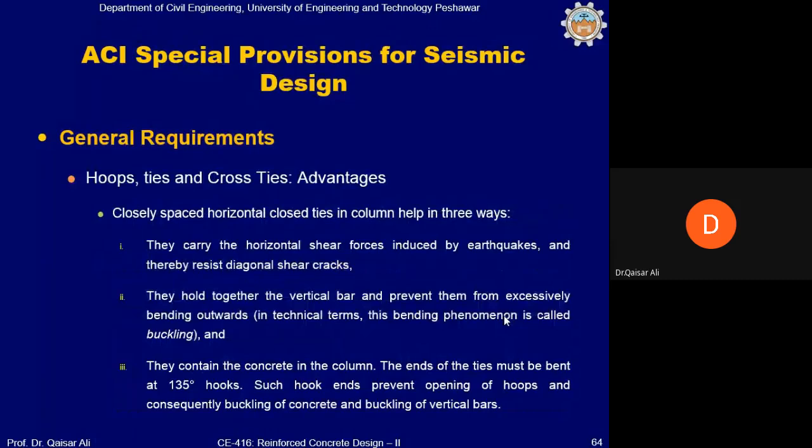The closely spaced horizontal closed ties in columns help in three ways. They carry the horizontal shear forces, you know this, induced by earthquakes, and thereby resist diagonal shear cracks. They hold together the vertical bars and prevent them from excessively bending outwards. In technical terms, this bending phenomenon is called buckling. But this is not the buckling of the whole element, as you are aware of the buckling phenomenon in the case of long columns. By this buckling, we mean only the buckling of reinforcing bars. Okay, and this can occur at the final collapse stage when concrete cracks extensively.